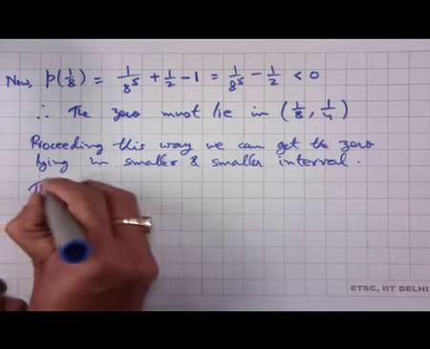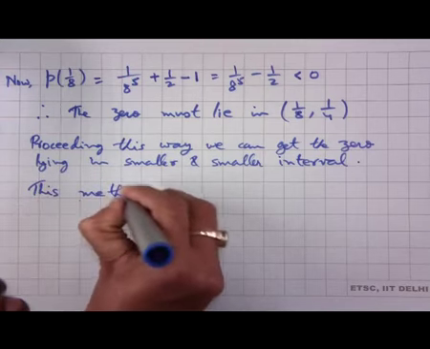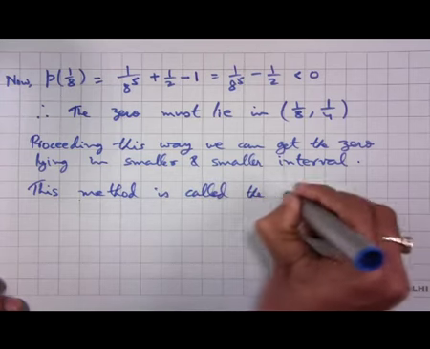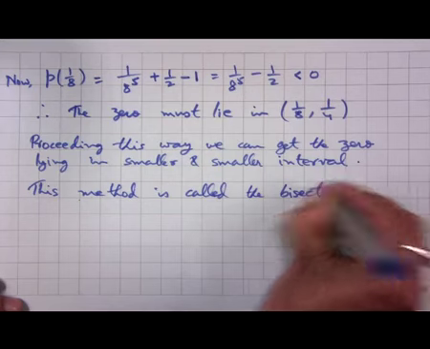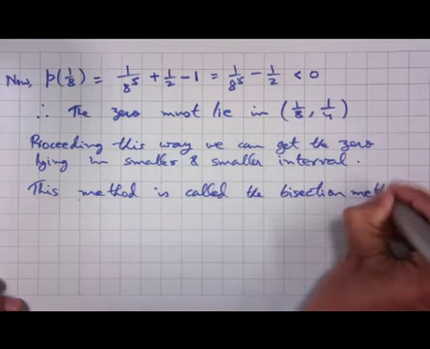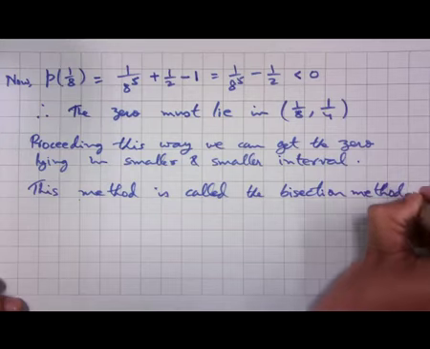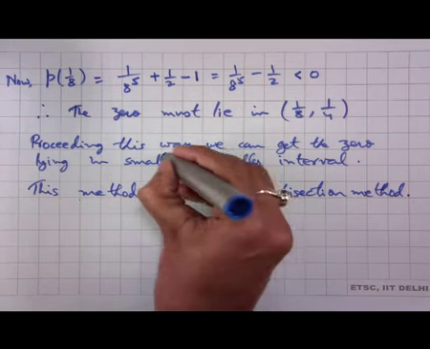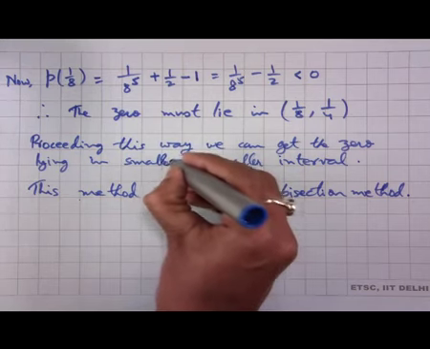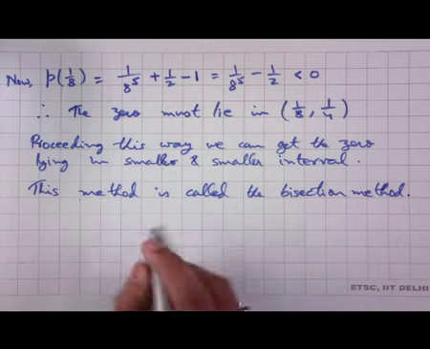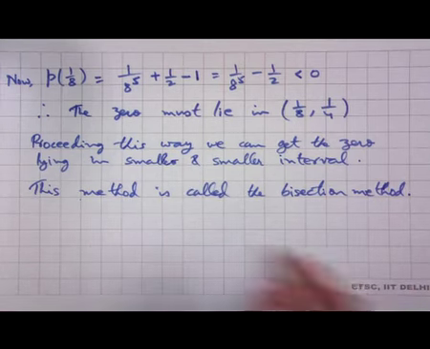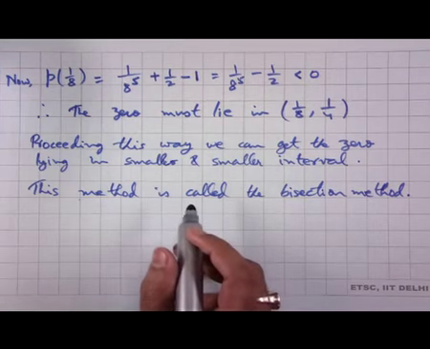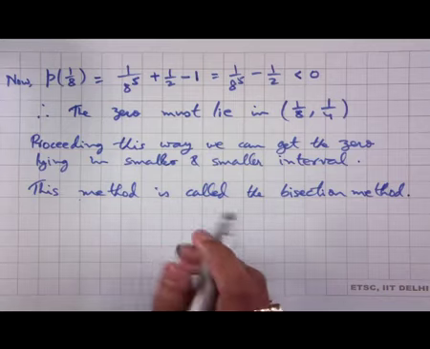This method that we used here is called the bisection method, because we subdivide the interval into half and half, and then we see in which interval the 0 lies. So, this gives one method to find where the 0 of a function lies.